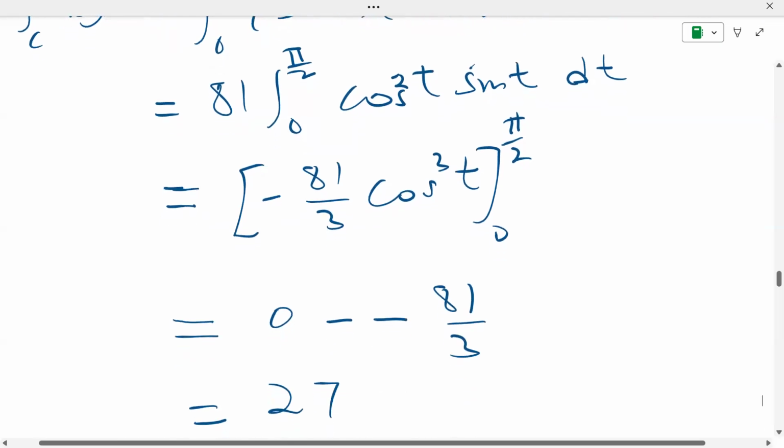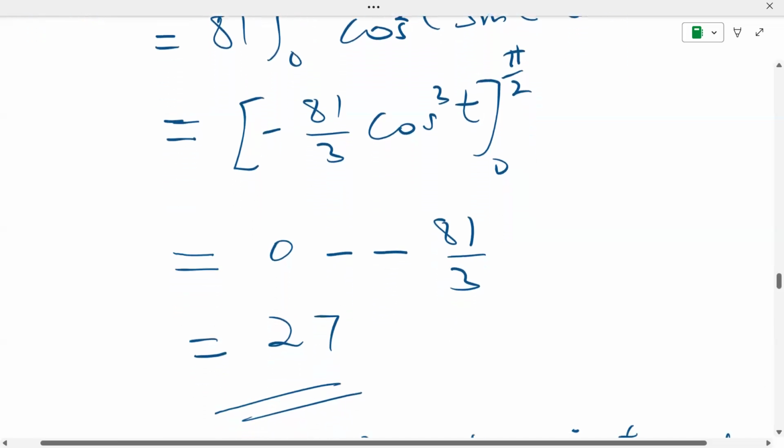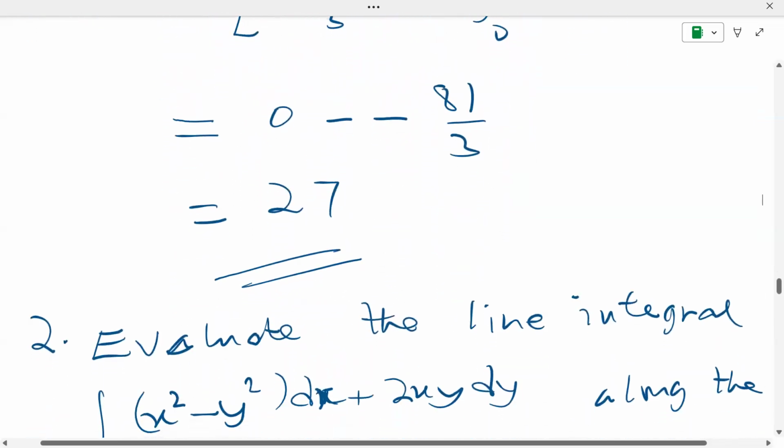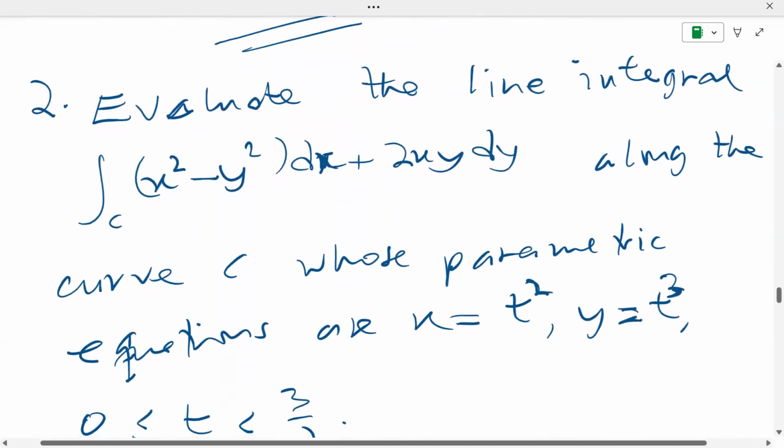Now, when we do our substitution, cos 90 is 0, so for the upper limit we have 0 minus, and when putting 0, we get 1, so cos 0 cubed is still 1. And so our negative 81 on 3 will come to minus minus, and then we get 27, because 81 over 3 will give us 27. So that does it for question 1.